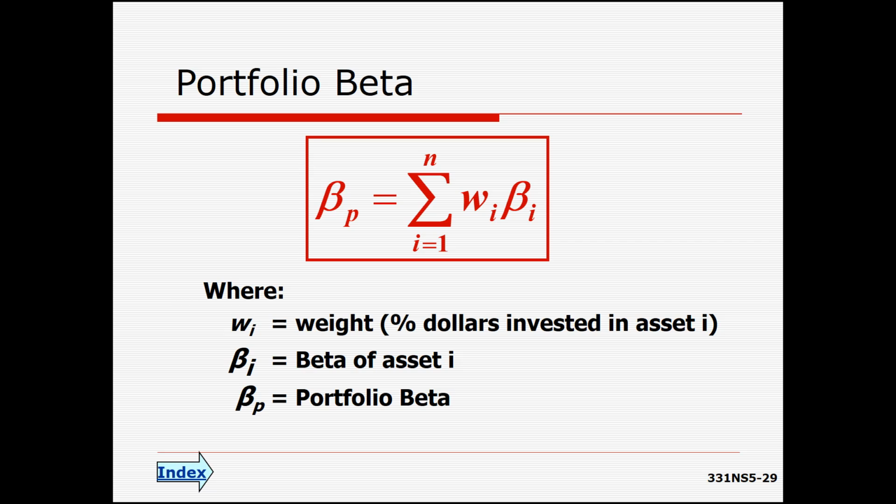The beta of a portfolio is simply the weighted average of the betas of the assets in the portfolio, with the weights equal to the percent of dollars invested in each asset. In other words, this formula is virtually the same as the expected return on a portfolio. Same weights, different weighted values.